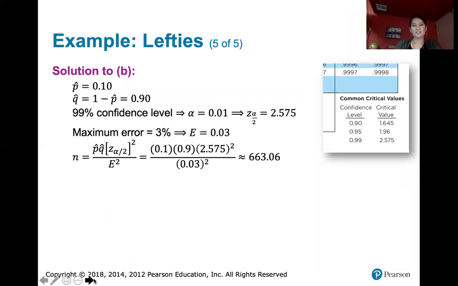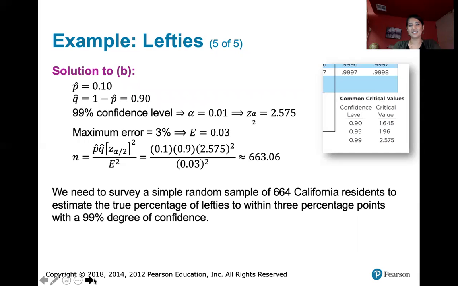So we've got all of these values, we just substitute into the formula, and this time, look, we get 663.06. That's much less than we would have had to survey if we didn't have that prior information. So what this is suggesting is that we need to survey a simple random sample of 664 California residents in order to estimate the true percentage of left-handed California residents to within 3 percentage points with a 99% degree of confidence. So we don't have to interview nearly as many people when we have that prior information, that prior estimate of the percentage of lefties in California.